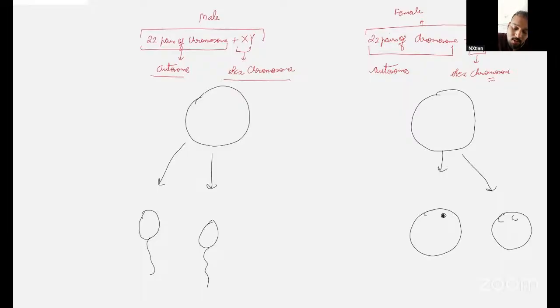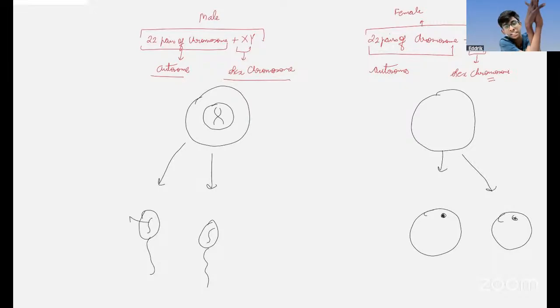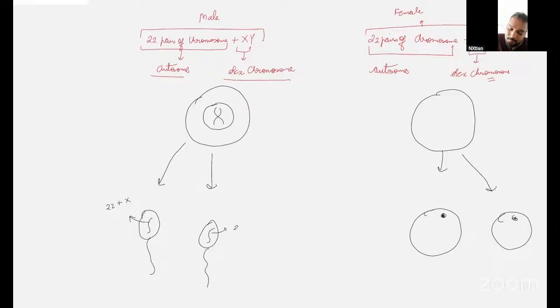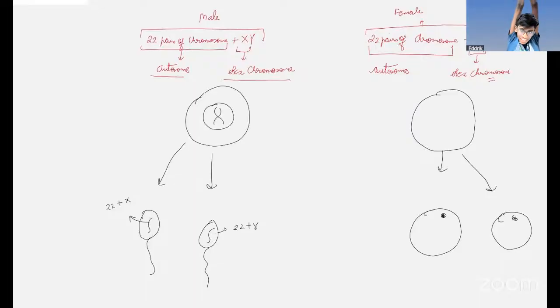Okay. Now in the nucleus, it has how many chromosomes? 44 plus XY. So what will happen? These two strands will divide, one strand will come this side and one strand will come this side, like this. Are you getting my point? Yes, sir. Such that this will have 22 plus X and this will have 22 plus Y. Everyone understood? Yes, sir.